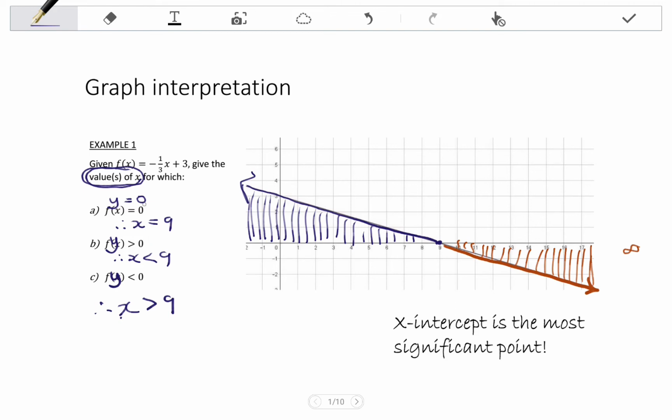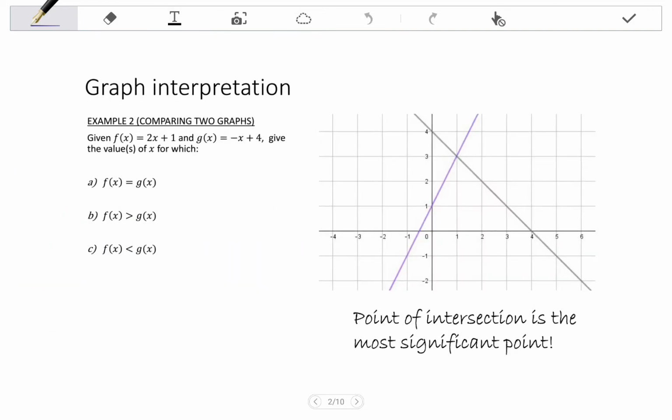Okay, now where I only have one graph, in graph interpretation questions like this, you'll notice that 9 appears in all of my answers. And the significance of 9 is that it is my x-intercept. Okay, so when I am doing graph interpretation for just one graph, the x-intercept is the most significant point.